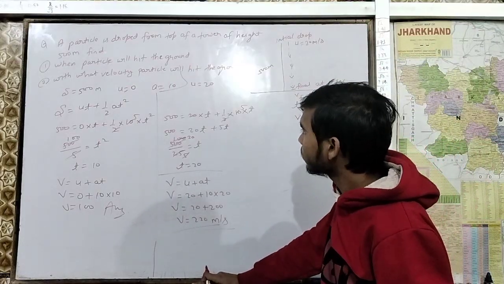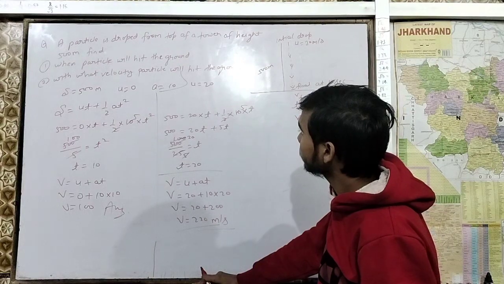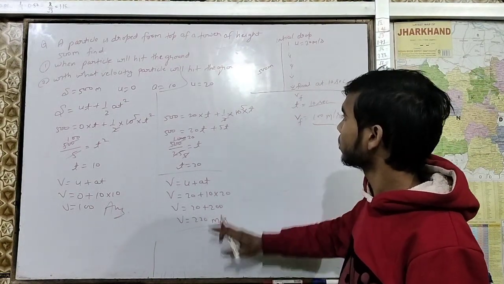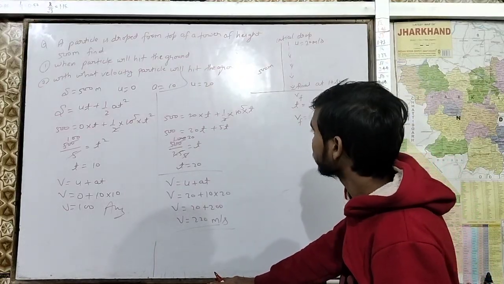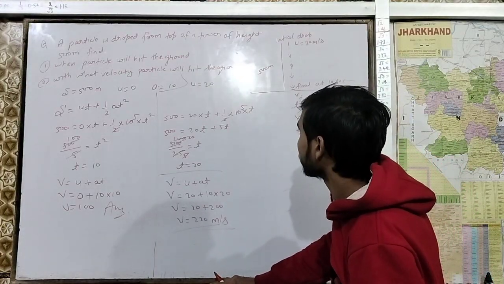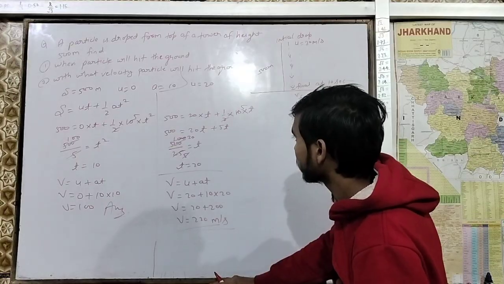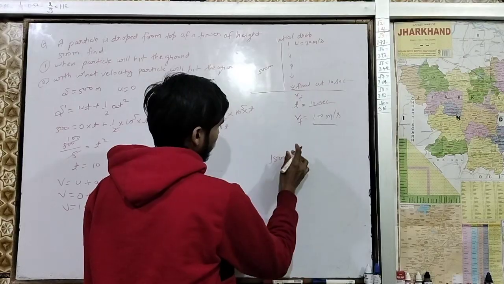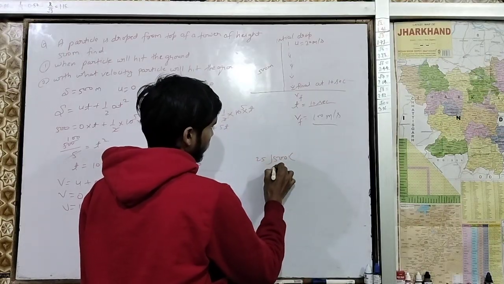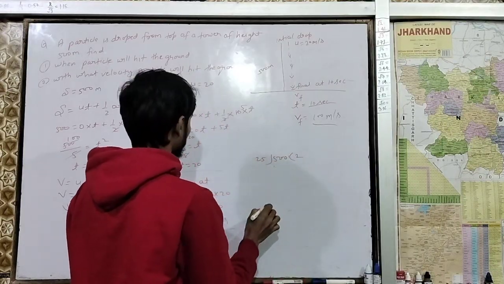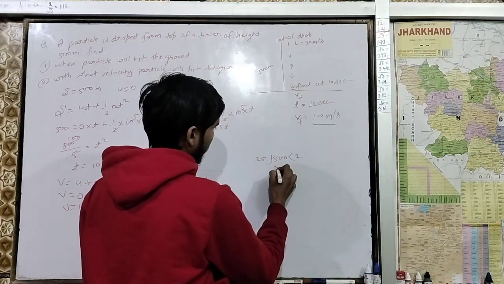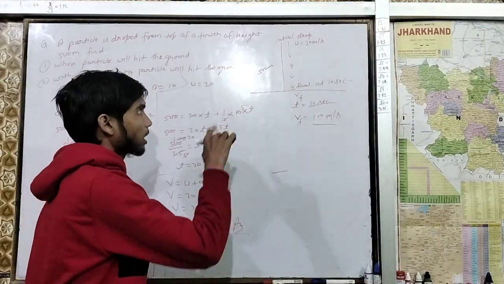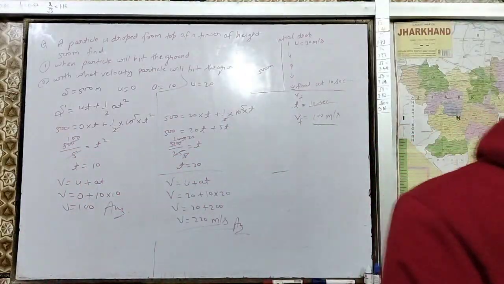Check again. 20 t plus 5 t square, 10 is the acceleration, so 20 t plus 5 t square equals 500. Yes, this is correct. This is your answer, where the initial velocity was 20.